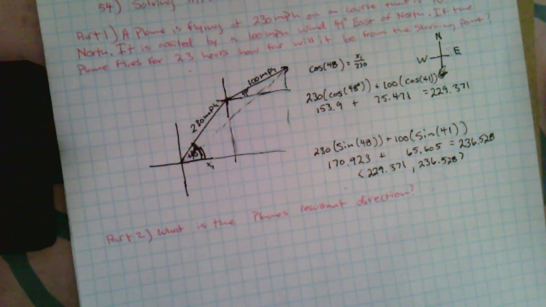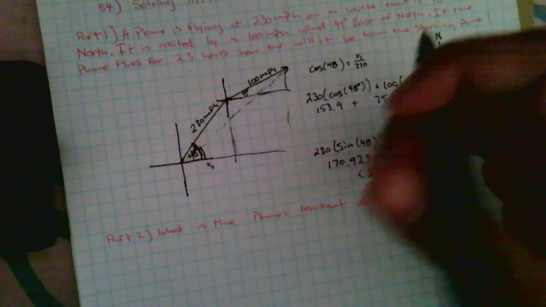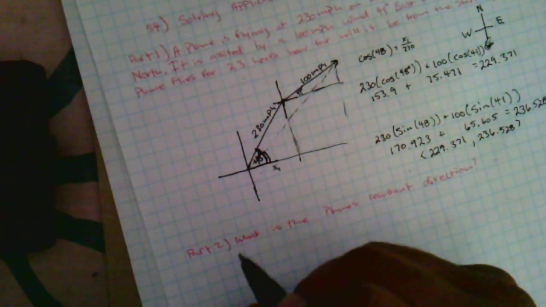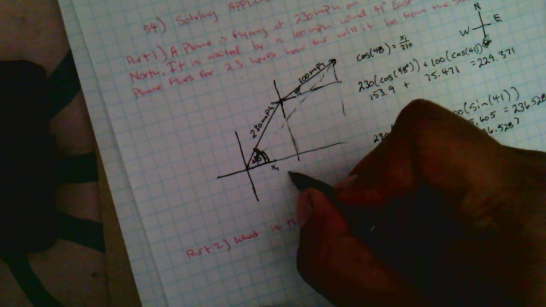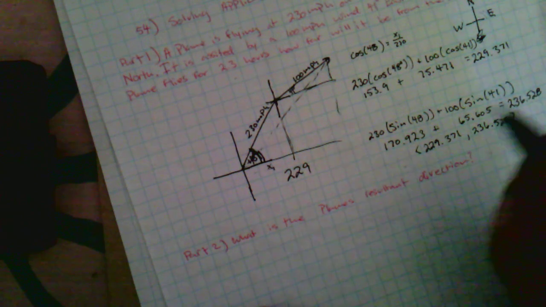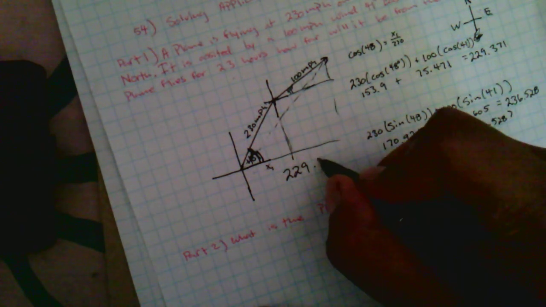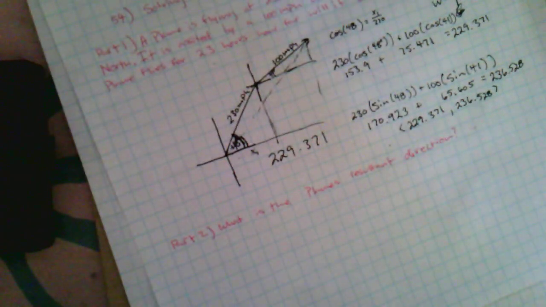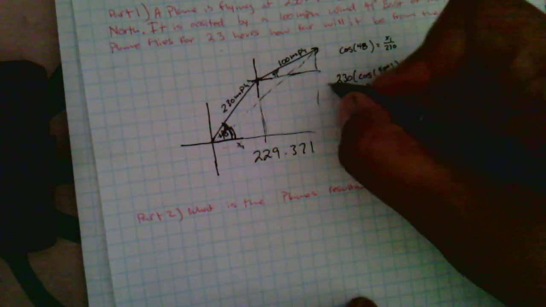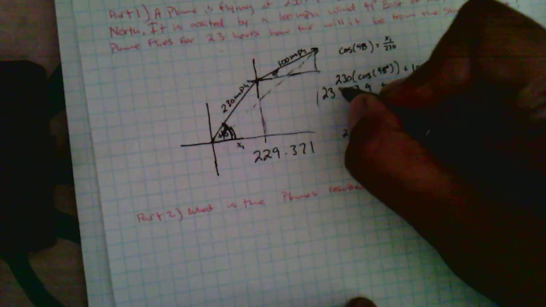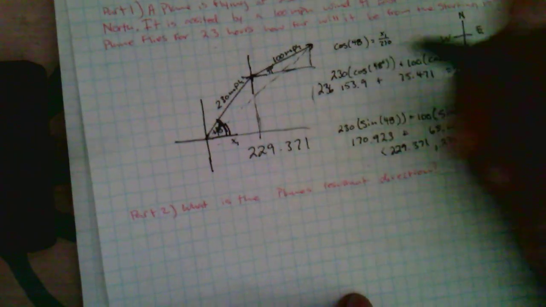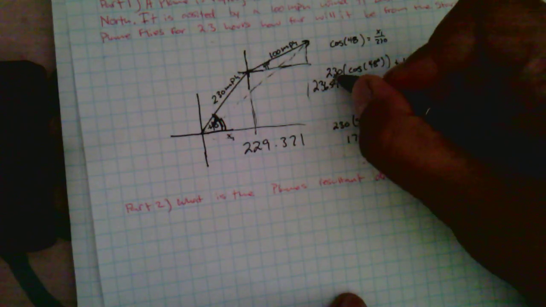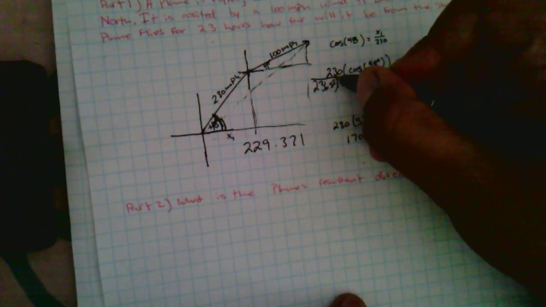Okay, hi cat. So let me go ahead and do this. So what I'm going to be doing is, now that I have this distance is 229.371, and this distance is, oh my god, hi cat. Sorry about this. 236.528. Just gonna put that there.